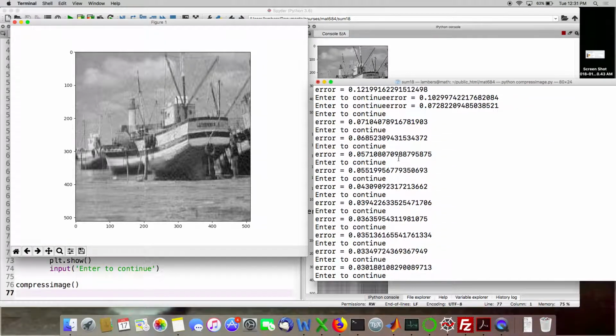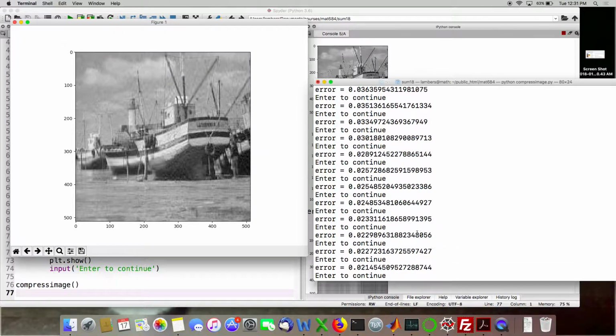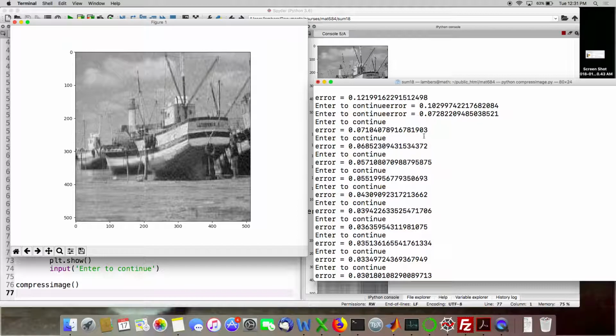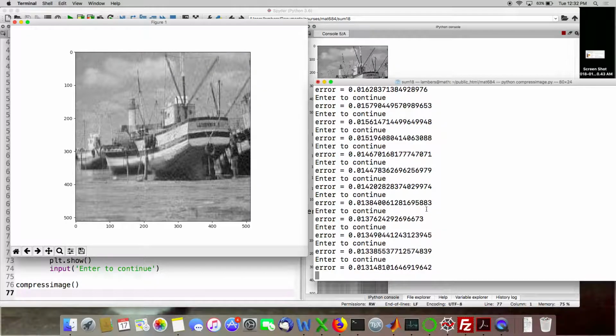As far as the rank, 1, 2, 3, 4, 5, 6, 7, 8, 9, 12, 13, and so on, 37, 38, 39, 44. So this is a rank 42 approximation. So that's still less than 1/10 of the components, which are 512 altogether.